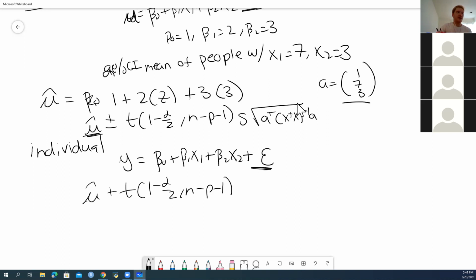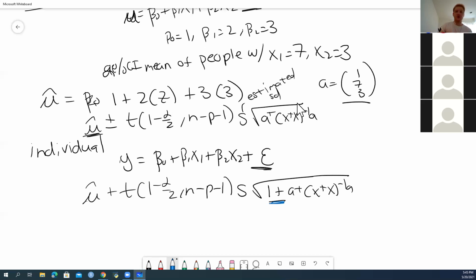The difference is that S, to be clear, is the estimated standard deviation, and now you add in basically an extra S squared. So you do 1 plus A transpose (X transpose X) inverse A. So then the confidence interval is larger. You add in another sigma squared, or in this case the estimated S squared, because you're not only dealing with the estimation issues with the beta values, which are random variables that are estimated, you're also dealing with the individual variation within Y. So you're going to have a larger confidence interval.